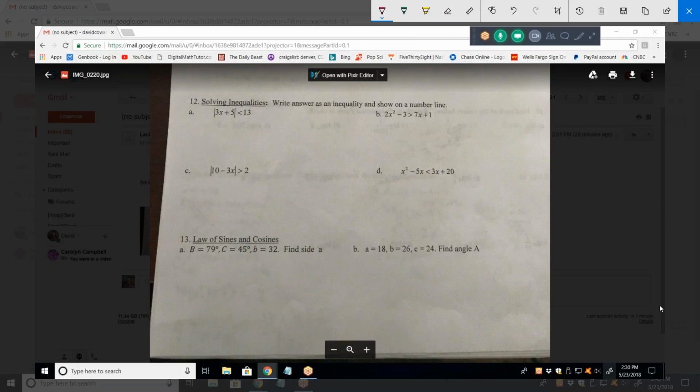Let's do D. What are we looking at in D? A quadratic. Okay. So how are we going to arrange it, first of all? Have to get everything over to one side. Do it. Which side are you going to put it on? The left. Okay. That's the only x squared term we have.